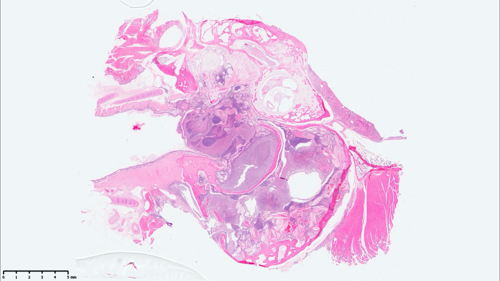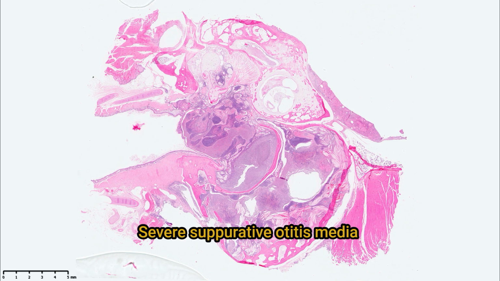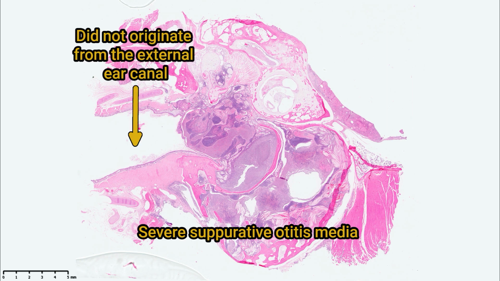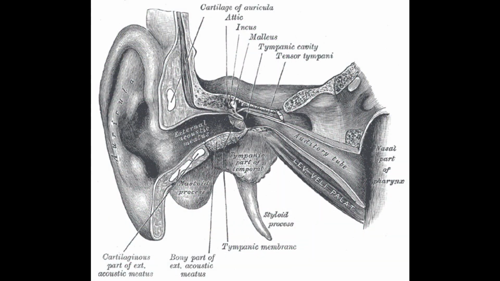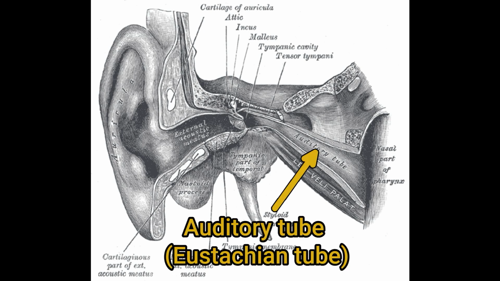So we found some more clues to solving the case. There was a severe middle ear infection, an otitis media. This didn't come from the external ear canal. We can clearly see that the eardrum is intact. The middle ear is also filled with a mass of proliferative tissue with glands that are usually present in the nasopharynx. If you know your middle ear anatomy, you'll know that there is another opening to the outside world, the auditory tube that connects the middle ear to the nasopharynx. So the infection must have come from there.